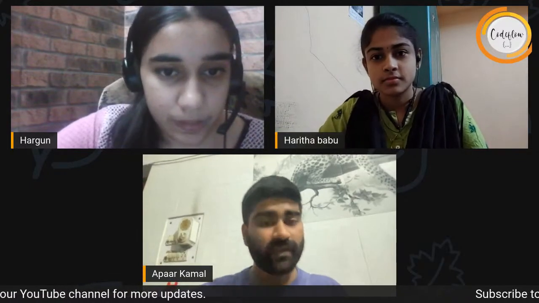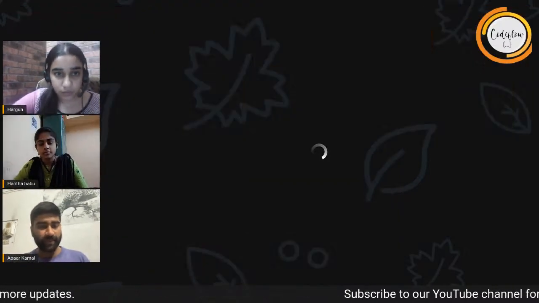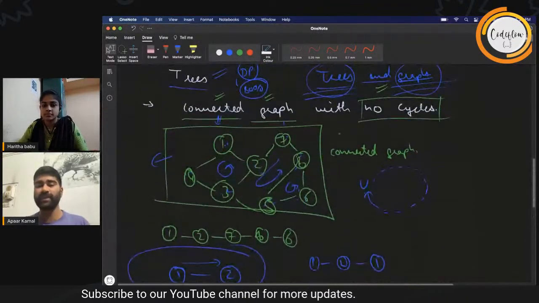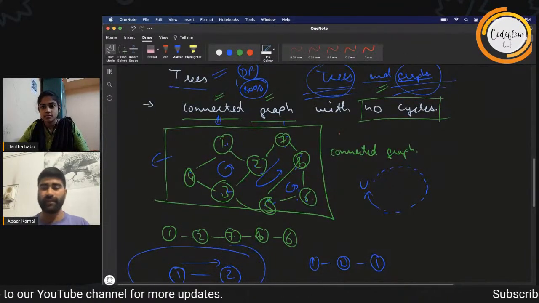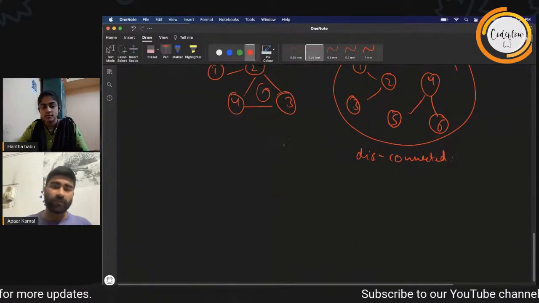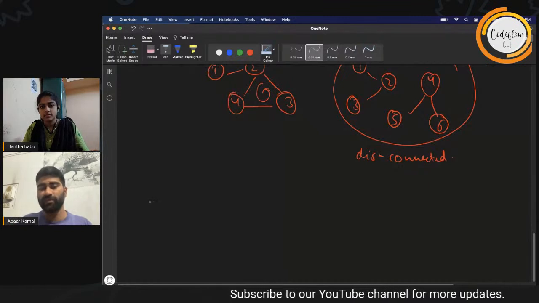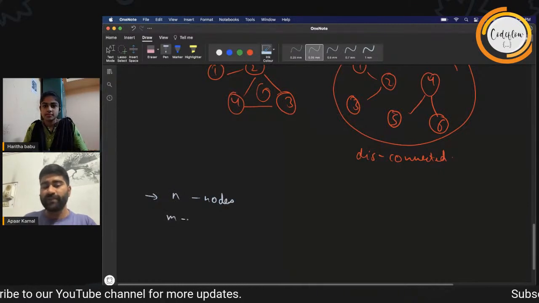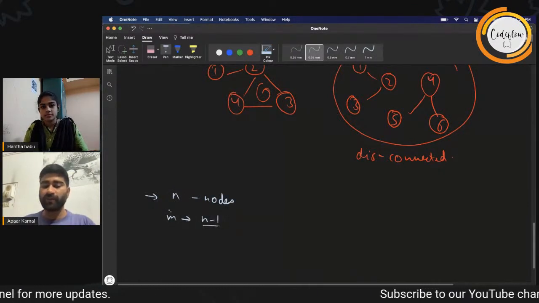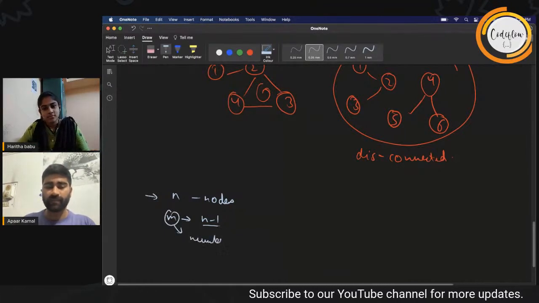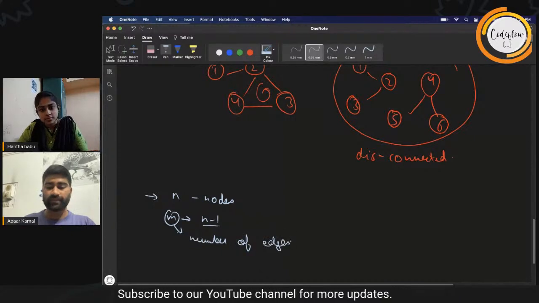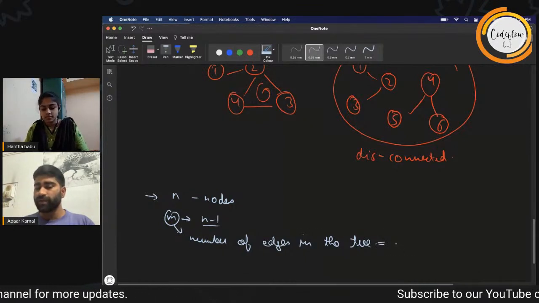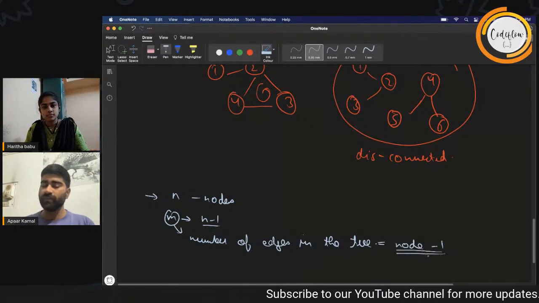Okay, so great. So guys, let's come back to the topic. I hope you understood what trees are and how they can be defined, how they can be understood by reading a problem statement, right? Now let's move on to some properties of trees. Here's one interesting property, guys: if a tree has n nodes, then m will always be equal to n minus 1. That is, the number of edges in the tree will always be equal to the number of nodes minus 1, right?